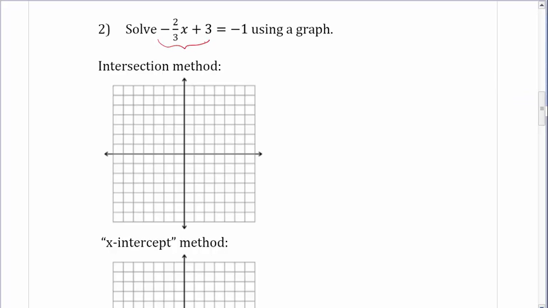So if I wanted to do this one, negative 2/3 x plus 3 equals negative 1, using a graph and the intersection method, I would create two different equations: y equals negative 2/3 x plus 3 and y equals negative 1. Well, y equals negative 1 is just a horizontal line down here at negative 1. And y equals negative 2/3 x plus 3, using slope-intercept, has a y-intercept of 3, which is right here, and a slope of negative 2 over 3. Remember, negative 2 is the rise, 3 is the run.